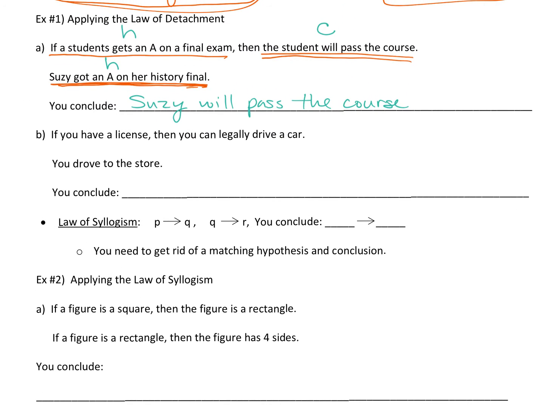Okay, letter B here. This one says, if you have a license, that's your hypothesis, then you can legally drive a car. Is that true? If you have a license, you can legally drive a car. Yeah, right? That's what the law says. You must have a license and then you can drive. It says you drove to the store. Is that your hypothesis or your conclusion? Your conclusion. Driving a car, drove to the store. So they said the conclusion is true.